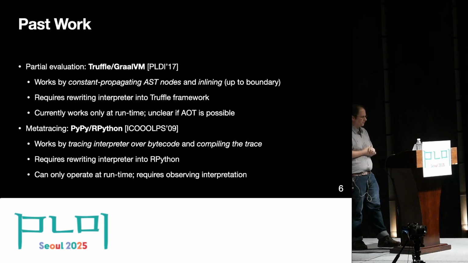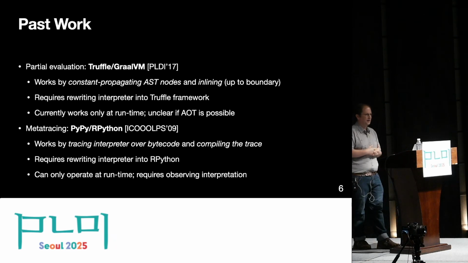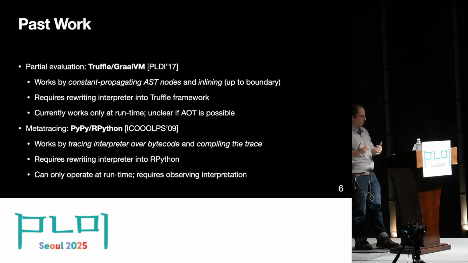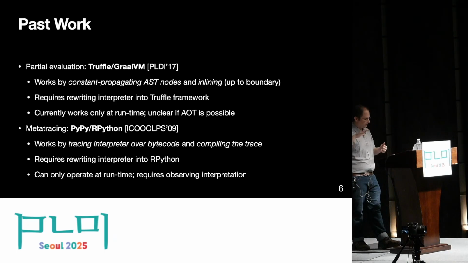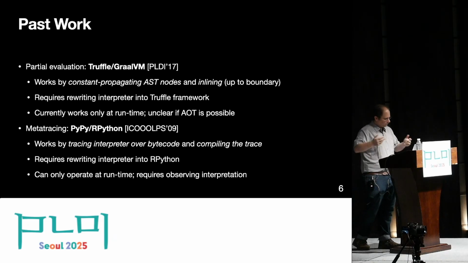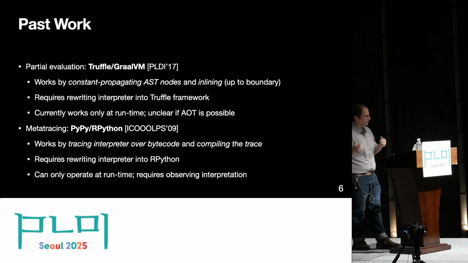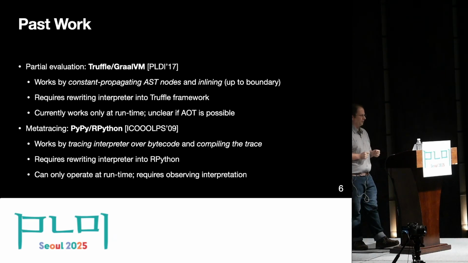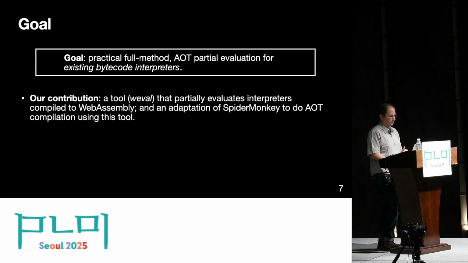One of the other main approaches here is meta-tracing, or tracing in general. A good exemplar of this approach is the PyPy implementation of Python, which is built on RPython. And the way this works is that you have an interpreter over bytecode. You trace the execution of that interpreter over the bytecode, and you record the actions it performs. That's the trace. And then you compile that trace to machine code. And so this also works quite well when it works. It can see through a lot of abstractions. It's quite fast. Unfortunately, it requires rewriting the interpreter into the framework, just like Truffle. Also, even more fundamentally than Truffle, it can only operate at runtime because it requires observing the execution of the interpreter in order to produce the trace.